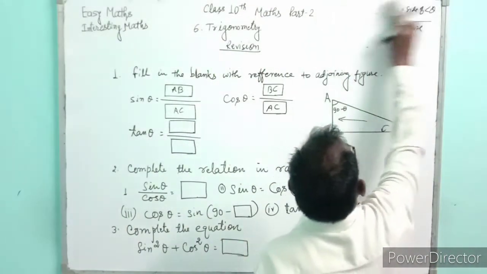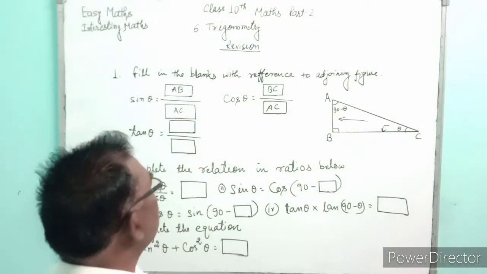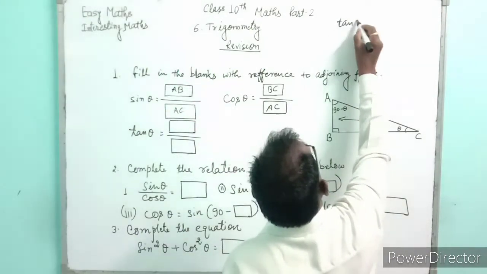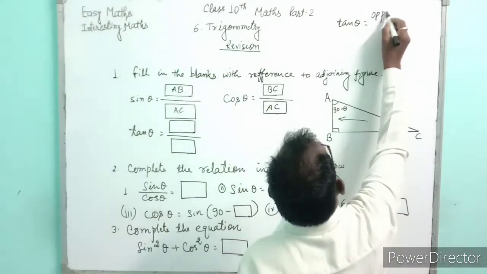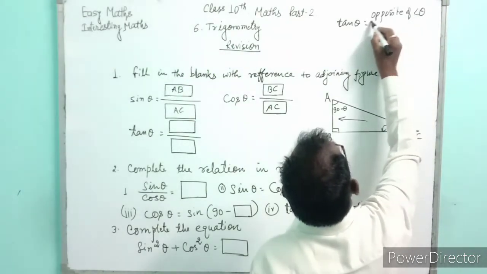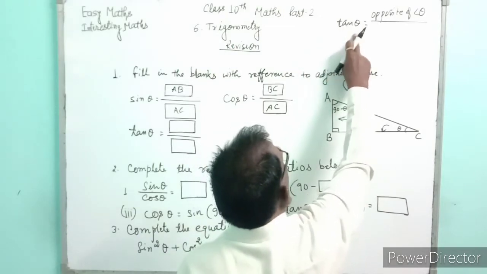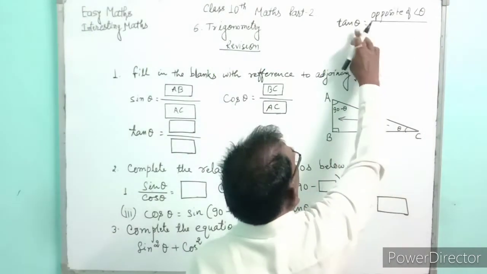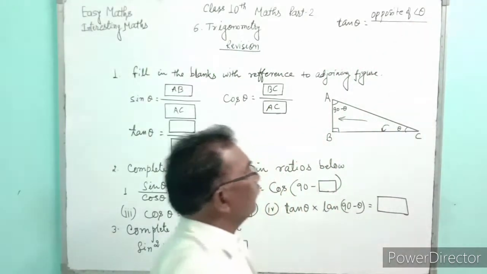Now let us see tan theta. These are basic trigonometric ratios: sin theta, cos theta, and tan theta. Tan theta is equal to the opposite side of angle theta. If we are finding the tan theta, therefore we write here opposite side of angle theta. If there is A, then we have to write here A.